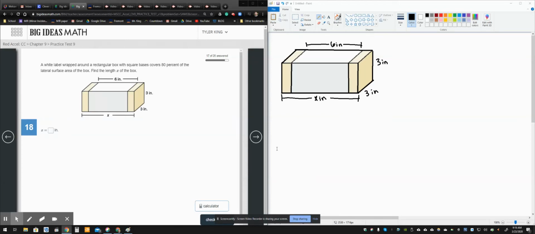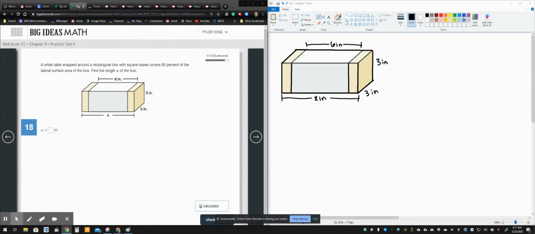Okay, a white label wrapped around a rectangular box with square bases covers 80% of the lateral surface area of the box. Find the length x of the box. Okay, so there's a really fast and easy way of doing this, but it requires a little bit of understanding about what's going on.